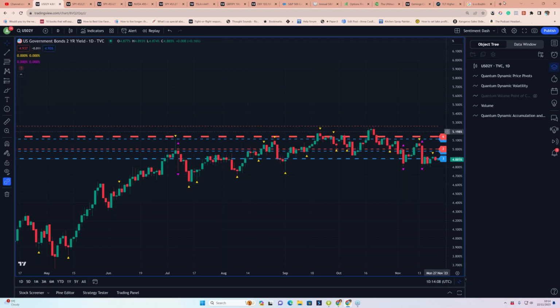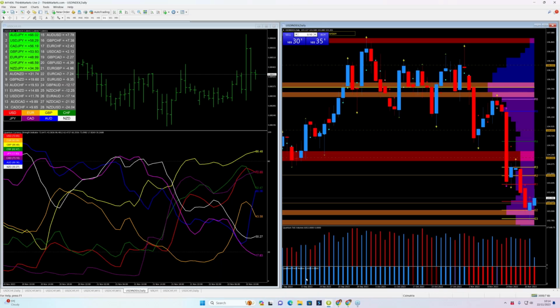Okay, let me just bring up the MT4. There we are. What we're going to look at today, well, what I'm going to look at in particular, I know David's got some other bits and pieces as well, is I want to have a quick look at the dollar and its relationship with bonds, and also at the Japanese yen.